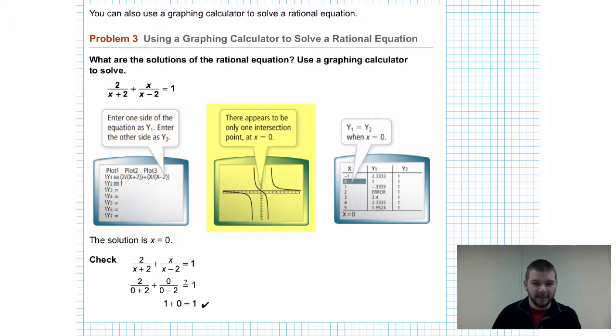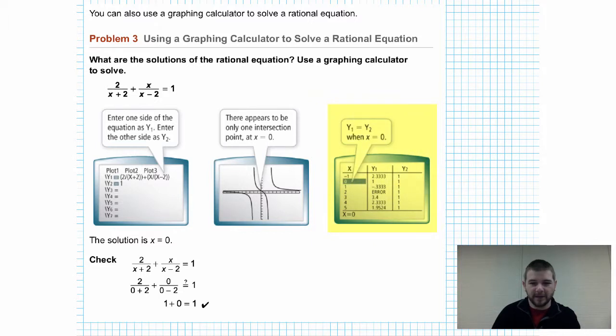Then hitting the graph key, adjusting your window if necessary, you should see something like this. Again, keep in mind we're searching for the intersection of the two functions, so we need to calculate that intersection. Bear in mind, you can use the calculate key, which is second trace, to calculate the intersection. Or you may use a table.